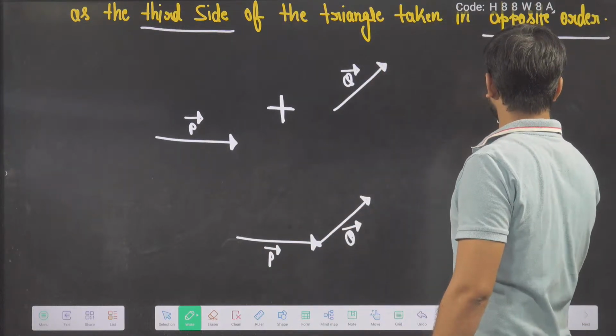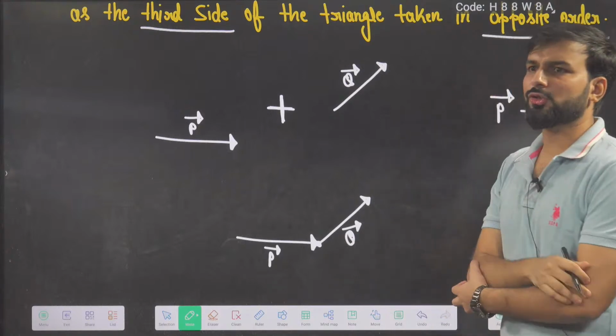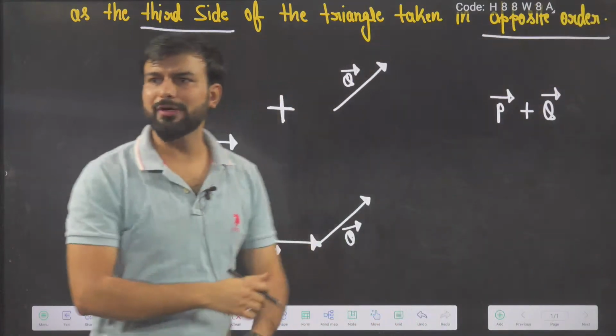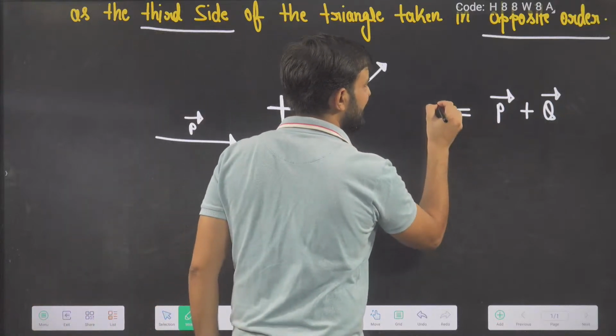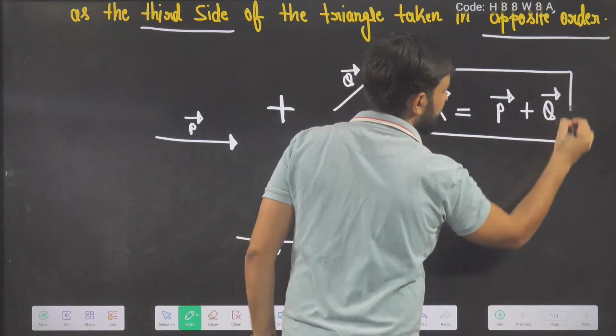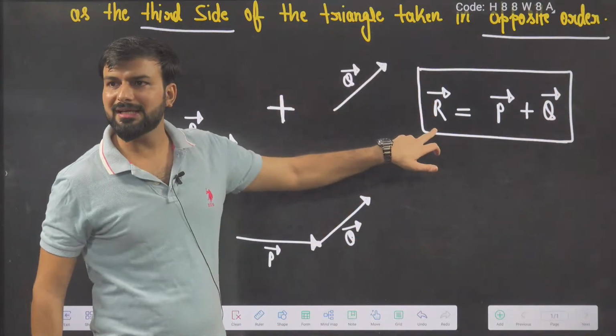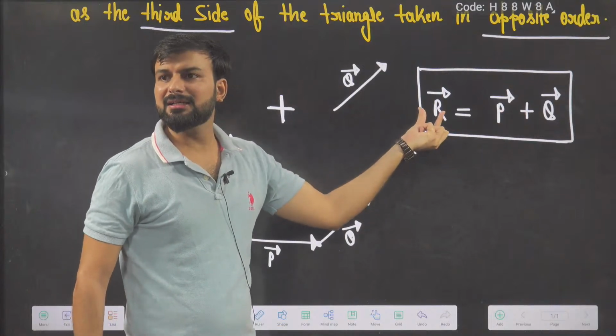Their sum is p vector plus q vector. This is the sum of the two vectors, p vector plus q vector. So this p vector and q vector has become what? A new vector, and its name is r vector. This is the resultant vector. The resultant is the sum of p and q. So that is why this is the resultant vector.